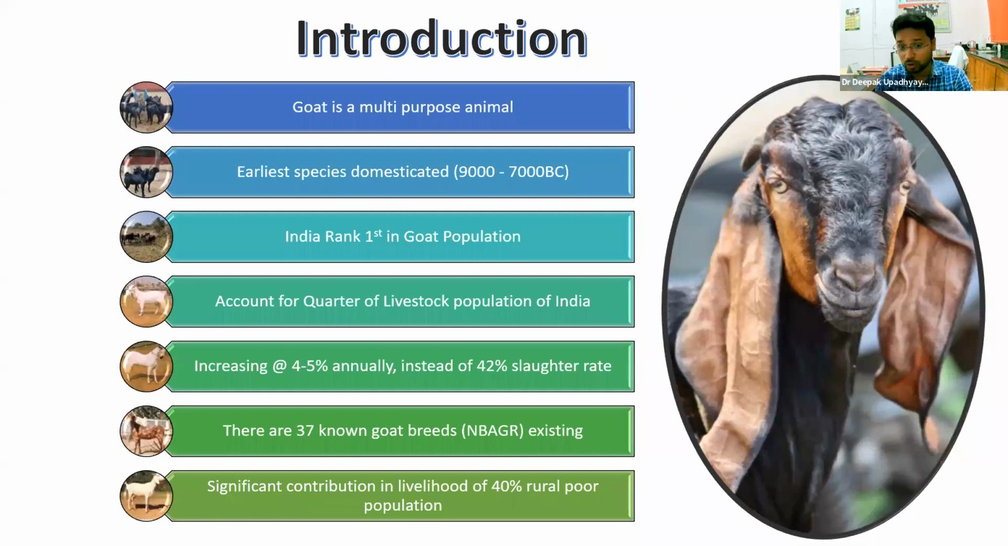There are 37 known goat breeds, considering the biodiversity, and this number is increasing day by day due to the effort of the NBGR, which is registering several breeds found all over the country. So this number will further increase. The biodiversity of goats is very rich in our country, and they also contribute significantly to the livelihood of the rural population. These are some very important points regarding goat farming.